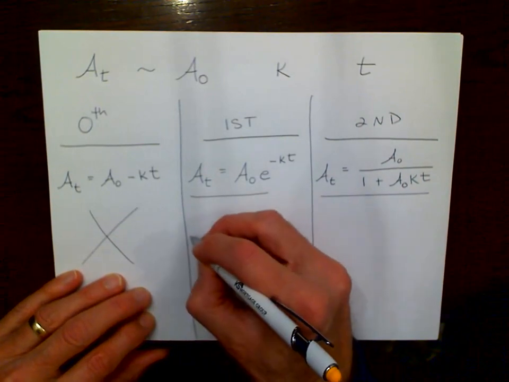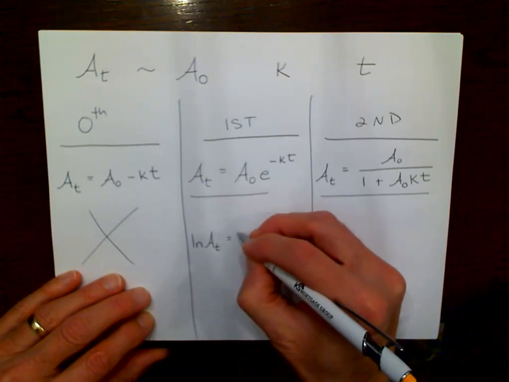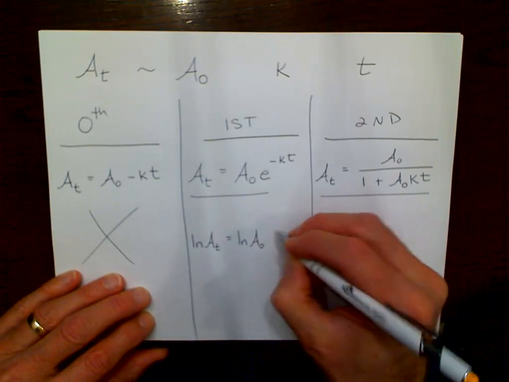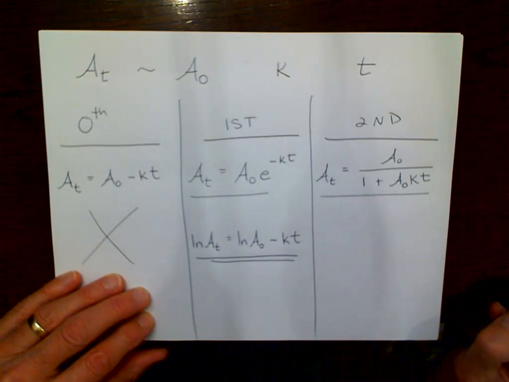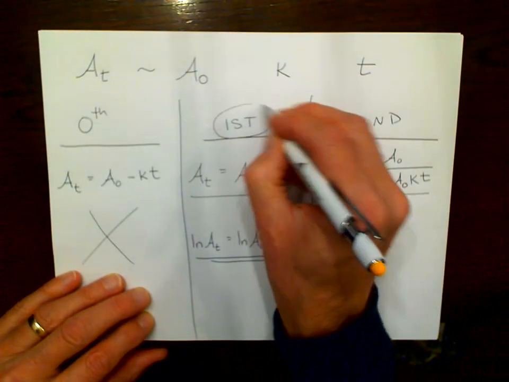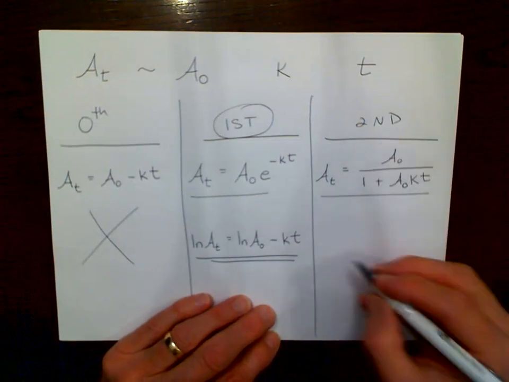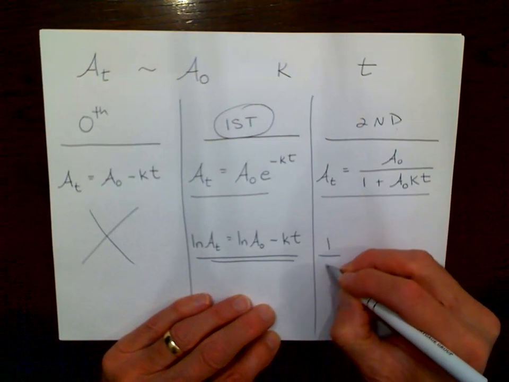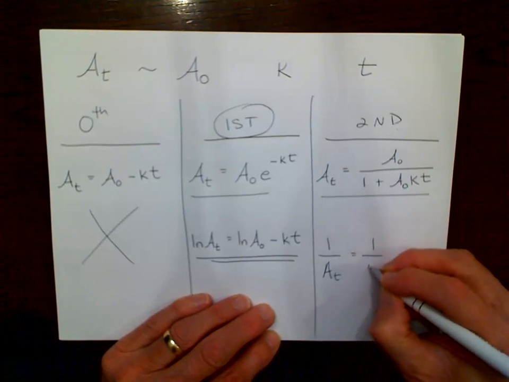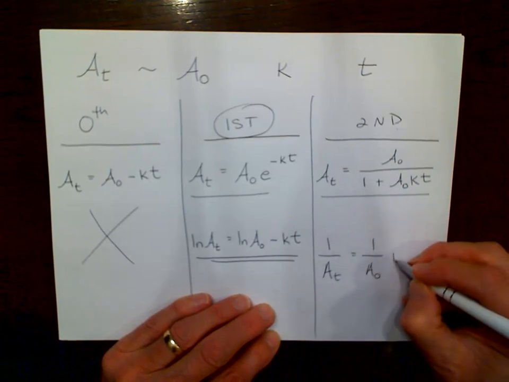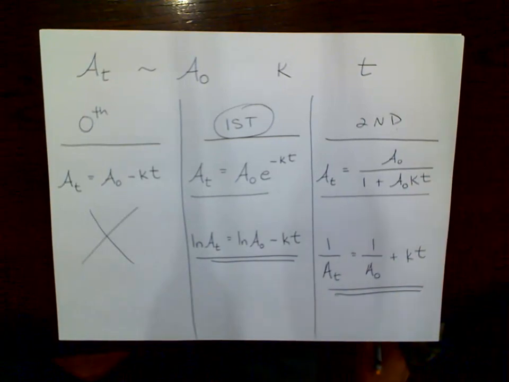Those linear forms look like this. The natural log of the amount present at time t is the natural log of the amount present initially minus kt. So these are your two possible equations that you might want to use for a 1st order decay problem. And the linear form of the 2nd order decay problem looks like this: 1 divided by the amount present at time t is 1 divided by the amount present initially plus kt. So this is the linear form of our 2nd order decay problem.